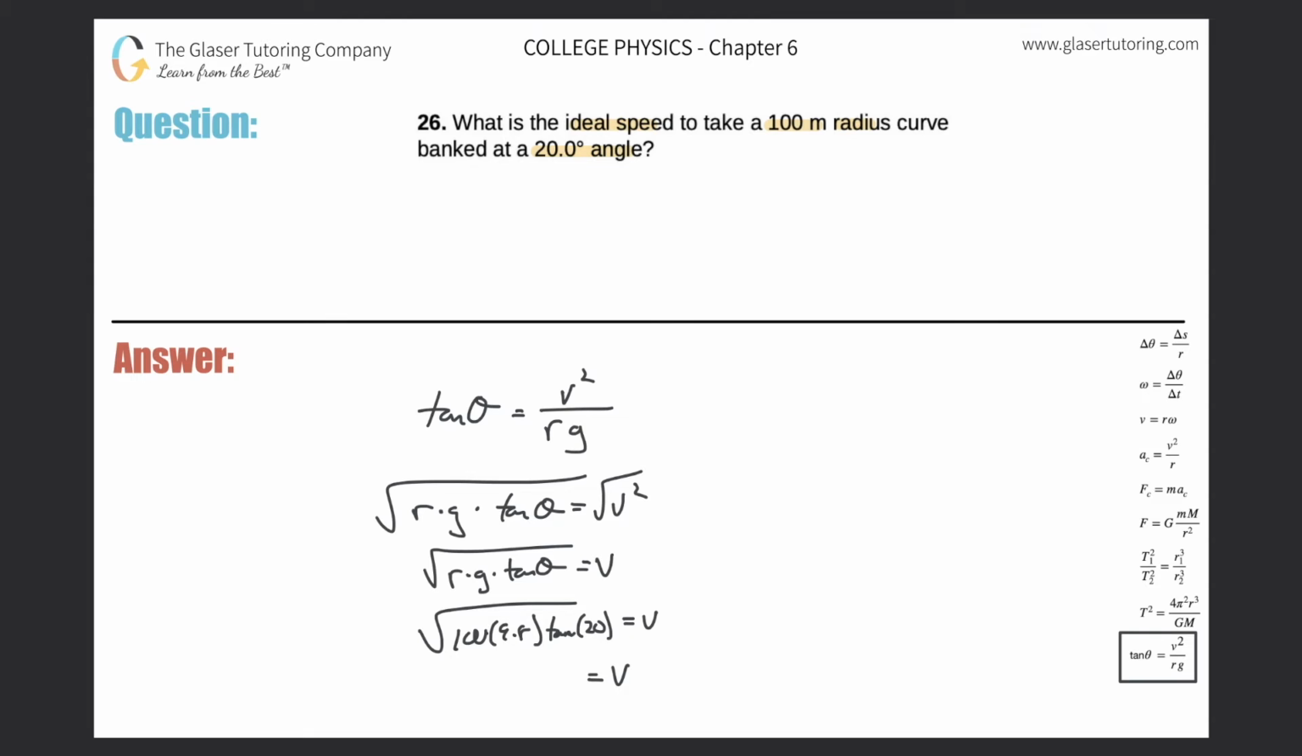So simply just take out your calculator, square root of 100 times 9.8 times then the tangent of 20, and what do we get? We get a value of 18.9, right? 18.9 meters per second. That will be the optimal speed that you can take this radius curve on if it is banked at a 20-degree angle.